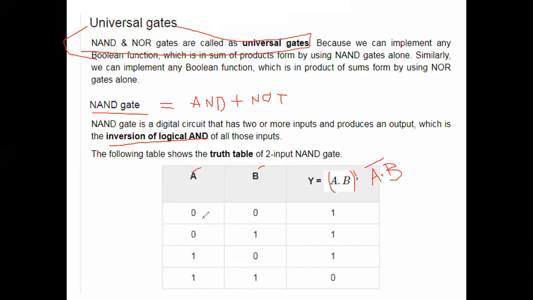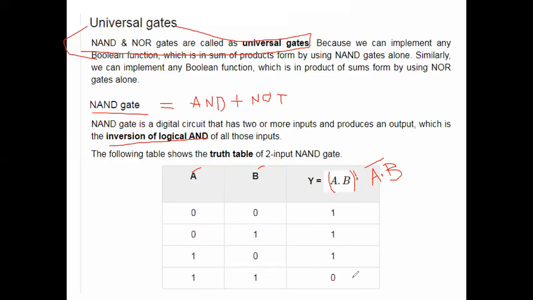See the combinations. Two inputs give four combinations: 0 0, 0 1, 1 0, 1 1. For AND, what is the rule? If all the inputs are high, then only the output is high. That means if all the inputs are 1, the output is 1. NAND is the opposite of that statement. That's why here the outputs are 1, 1, 1, 0.